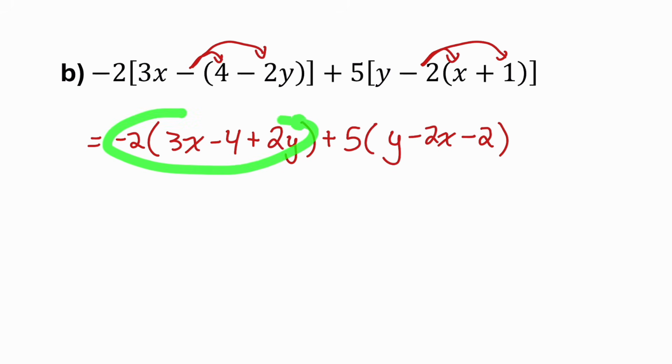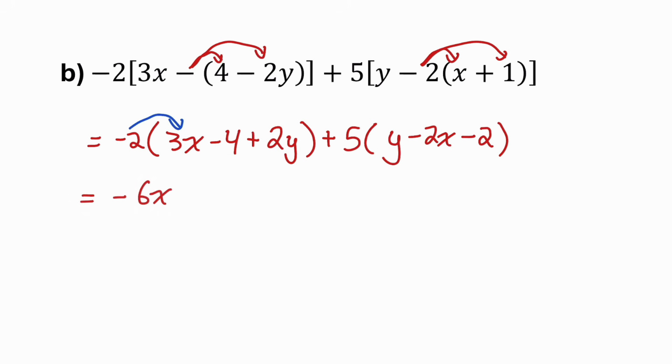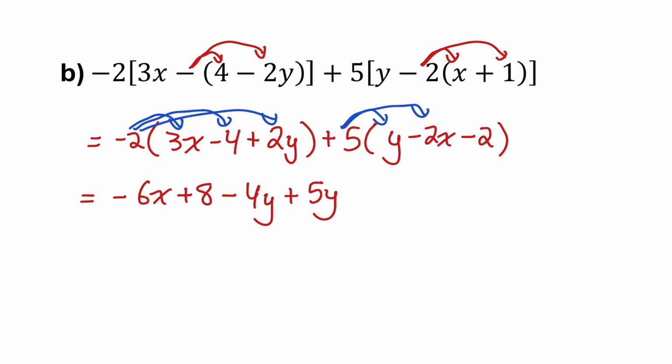And now I can simplify these products by multiplying the monomials, negative 2 and 5, by all of the terms in their corresponding trinomials. So I'll have to do negative 2 times 3x, which is negative 6x, and then negative 2 times negative 4, which is positive 8. Negative 2 times 2y is negative 4y, and then 5 times y is 5y. 5 times negative 2x is negative 10x, and 5 times negative 2 is negative 10.